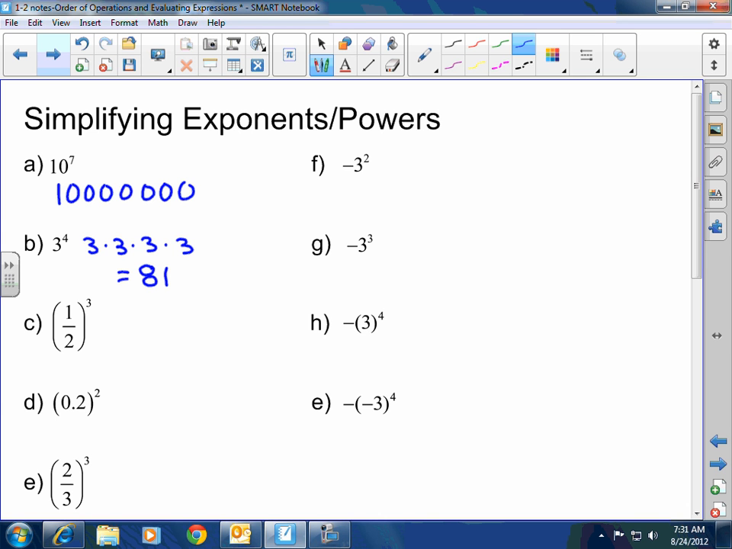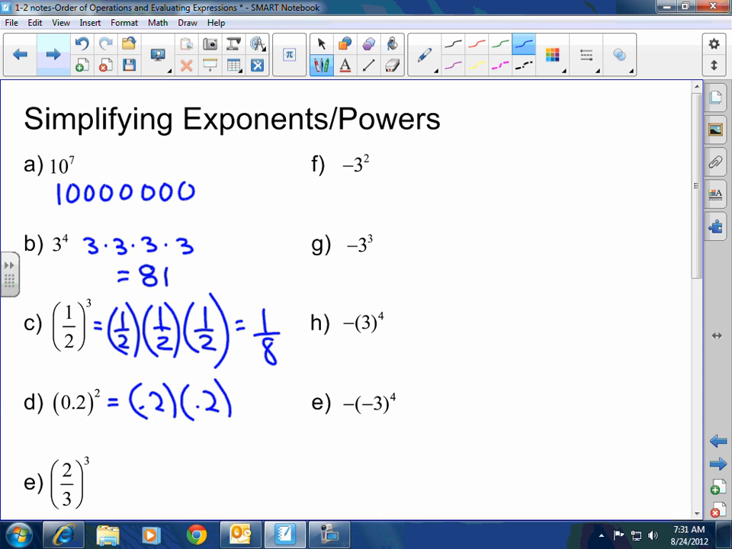I have 1/2 cubed. That's 1/2 times 1/2 times 1/2. And that's going to equal 1/8, because 2 times 2 is 4, times 2 is 8. 0.2 squared, that's 0.2 times 0.2, which is going to equal 0.04. 2/3 cubed, that's 2/3 times 2/3 times 2/3, 2/3 times itself 3 times, which is going to be 8/27.